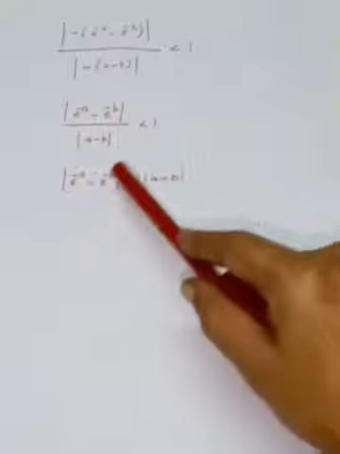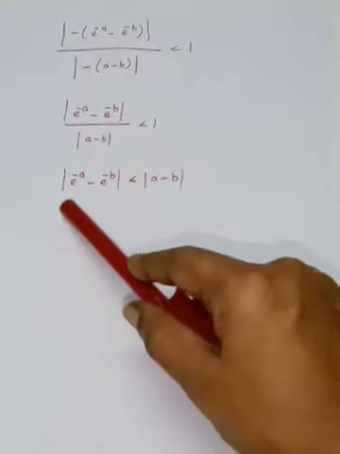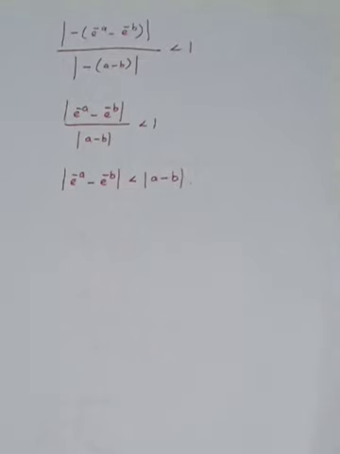So bring this term to the right side. So modulus of e power minus a minus e power minus b is less than modulus of a minus b.